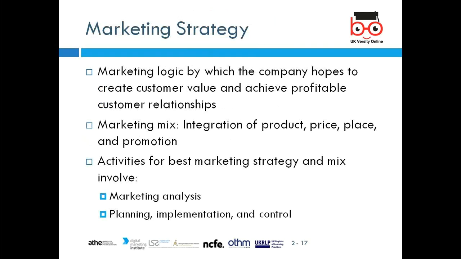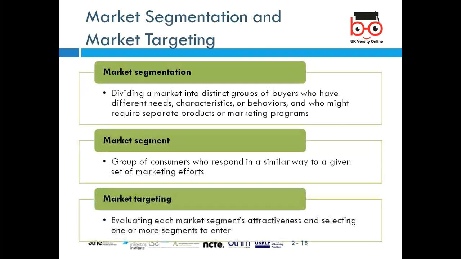So marketing strategy is the logic by which the company hopes to create value and achieve profitable customer relationships. Marketing mix we discussed yesterday as well: product, price, place, and promotion. We need to balance between the 4 P's, and when we make the marketing strategy, we need to analyze those 4 P's as well. Marketing analysis, planning, and control.